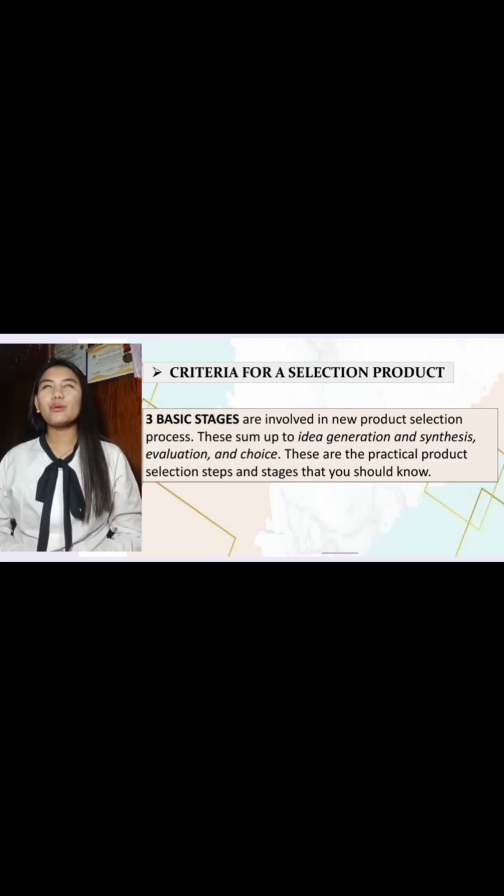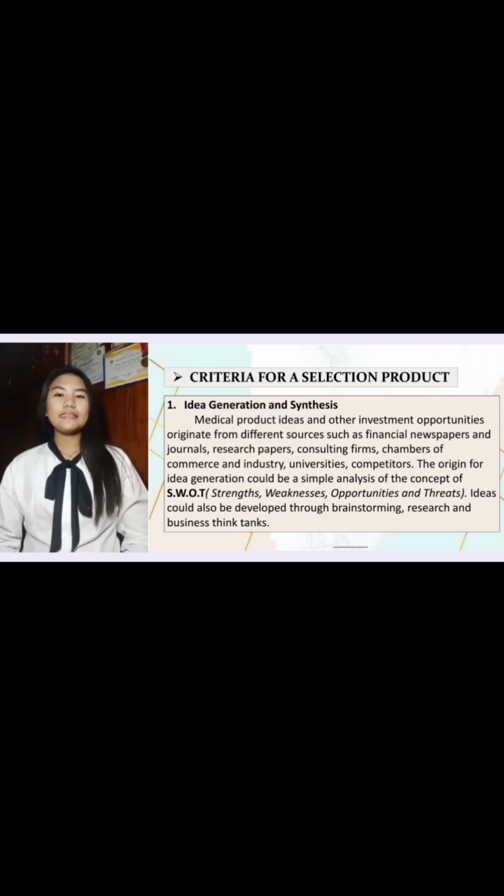3 basic stages are involved in the new product selection process. These sum up to idea generation and synthesis, evaluation, and choice. These are the practical product selection steps and stages that you should know. Idea generation and synthesis is the first stage in the new product selection process.